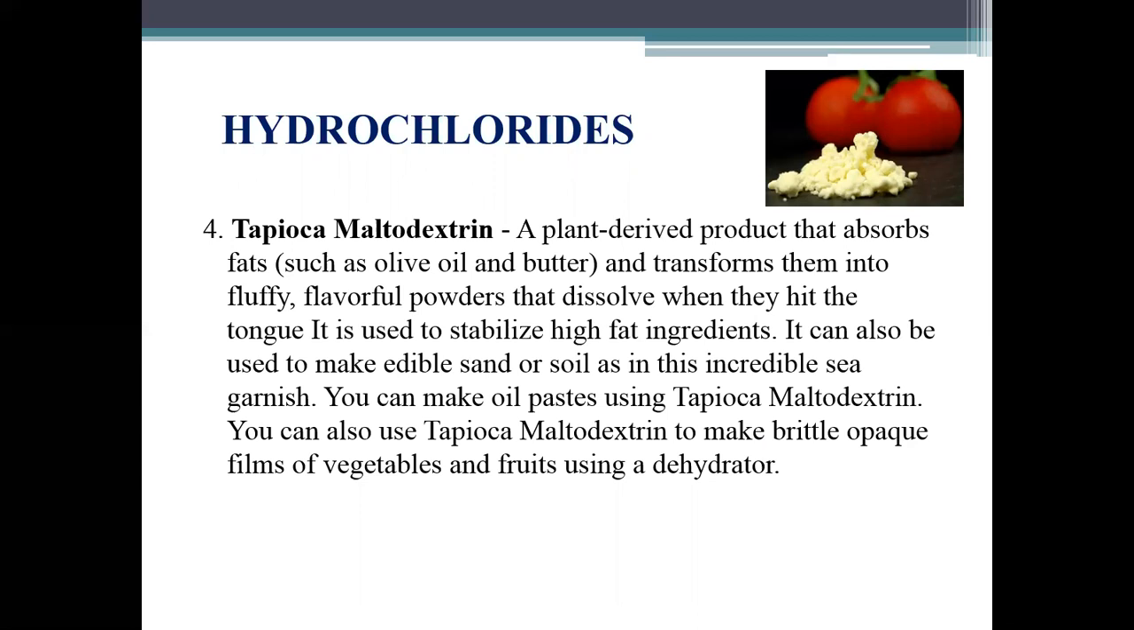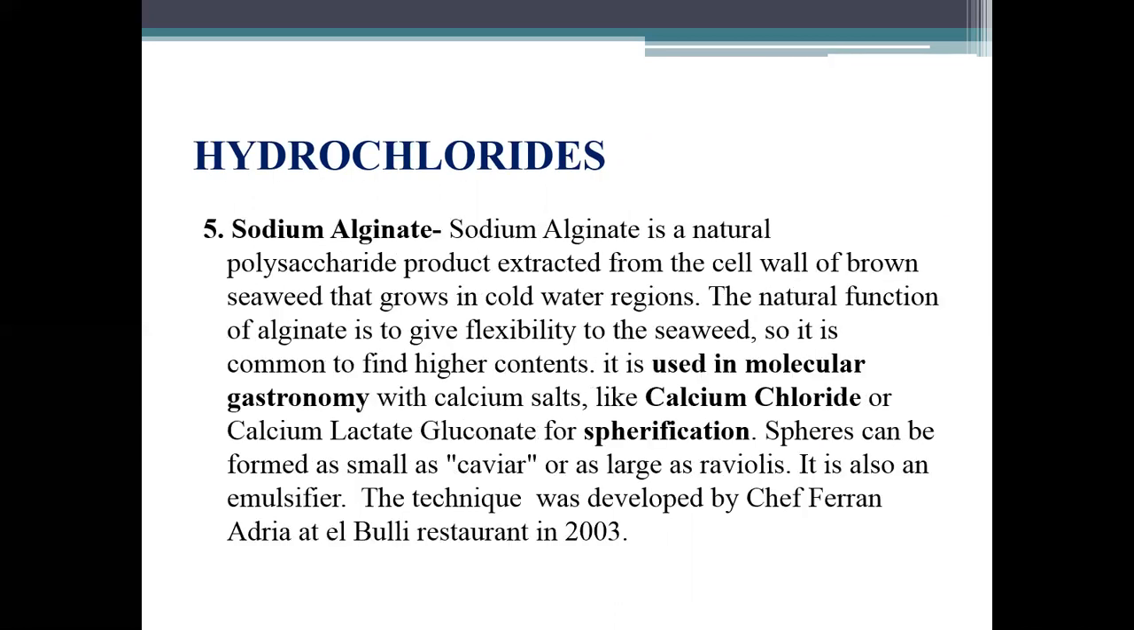You can make oil paste using tapioca maltodextrin. You can also use tapioca maltodextrin to make brittle, paper-like films of vegetables or fruits by dehydration methods. Okay, let's move on to the next: sodium alginate.